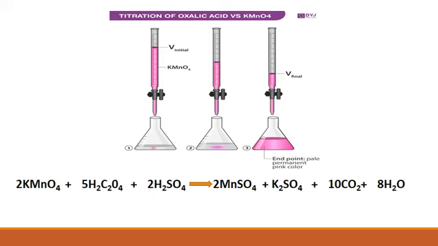The full balanced equation for this reaction is 2 moles of potassium permanganate plus 5 moles of oxalic acid and 3 moles of sulfuric acid will yield 2 moles of manganese sulfate, 1 mole of potassium sulfate, 10 moles of carbon dioxide, and 8 moles of water.